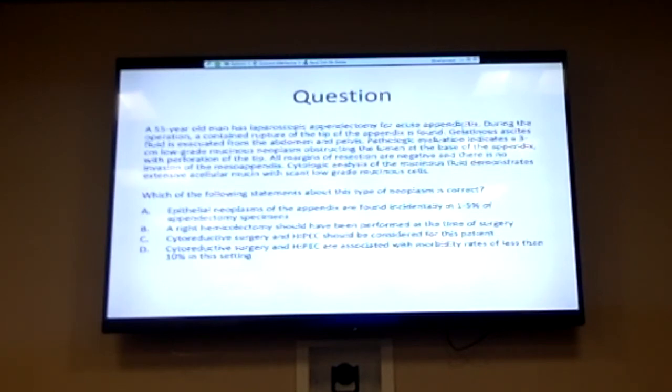Which of the following statements about this type of neoplasm is correct? A. Epithelial neoplasms of the appendix are found incidentally in 1 to 5% of appendectomy specimens. B. A right hemicolectomy should have been performed at the time of surgery. C. Cytoreductive surgery and HIPEC should be considered for this patient. D. Cytoreductive surgery and HIPEC are associated with morbidity rates less than 10% in this setting. And at least according to SOSAP, this was the best answer.